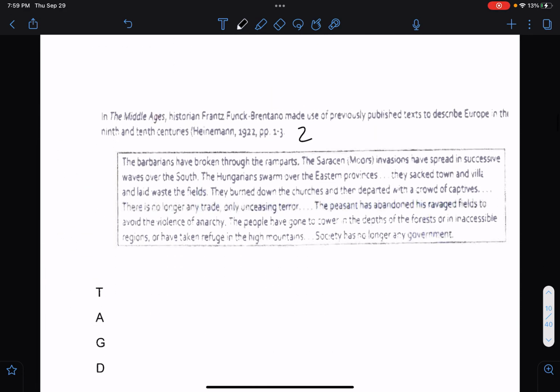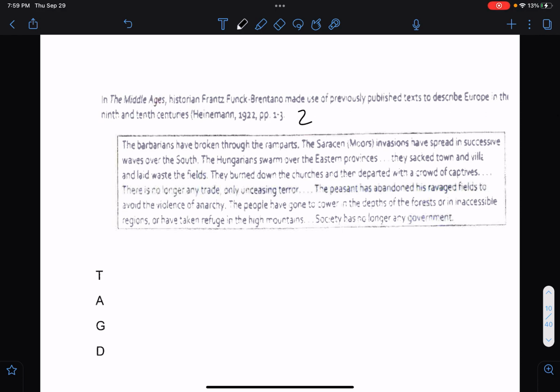This is document 2, and it's kind of hard to read, so I will do my best. TAG simply means title, author, genre, and date. So for the title, this one is just called the Middle Ages. You are doing this with me as I'm doing this, okay? I'll model this one, and then you will do the third one. So this is called the Middle Ages. For the author, it says that in the Middle Ages, historian Franz Funck-Brentano made use of previously published text to describe Europe in the 9th and 10th century.